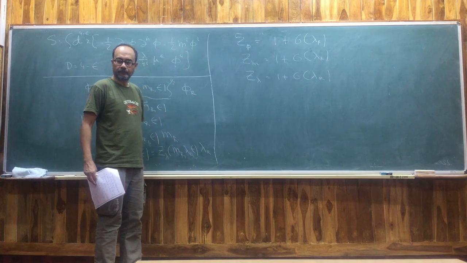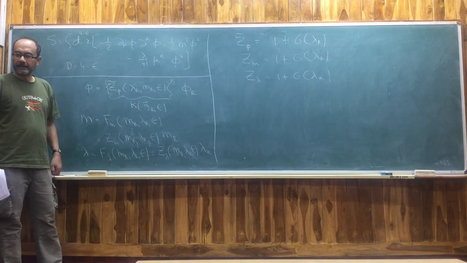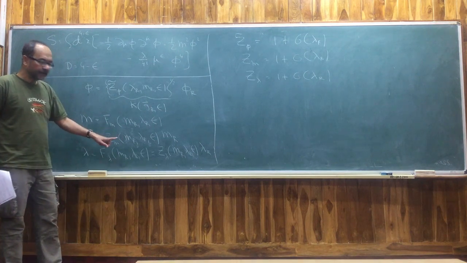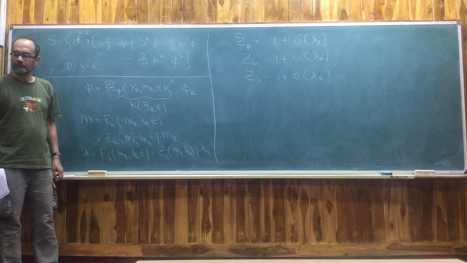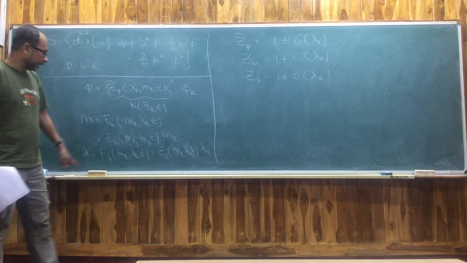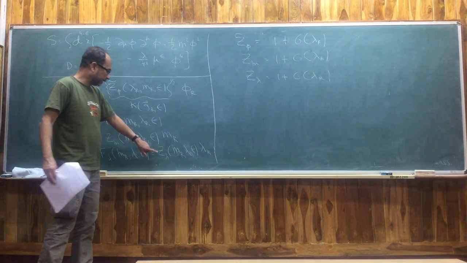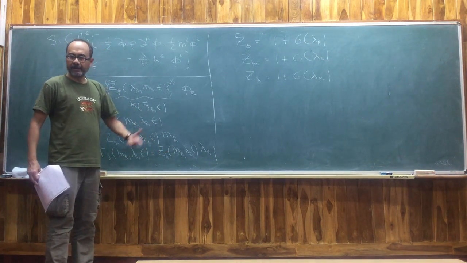Is this clear? So lambda will become lambda r plus order lambda r square. Yeah, because I have taken out the lambda. So if the correction to z lambda is of order lambda, then the correction of lambda should be of order lambda square.